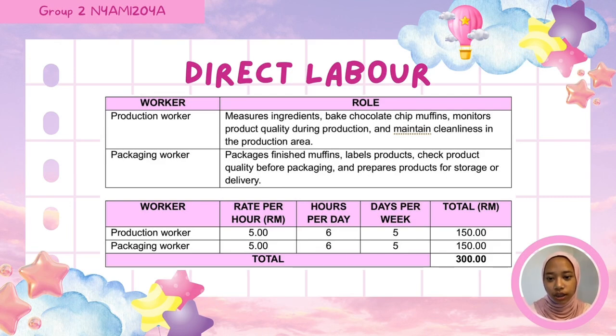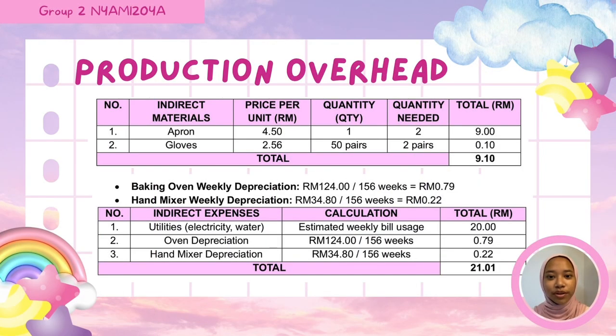The production worker and the packaging worker each work 30 hours per week at a flat contract rate of RM5 per hour. This results in an equal labor allocation of RM150 per employee, bringing our total weekly direct labor cost to RM300. By aggregating our direct materials, direct expenses, and direct labor, we arrive at a total baseline prime cost of RM514.72 for this batch. Moving beyond prime cost, we look at our overhead structures.